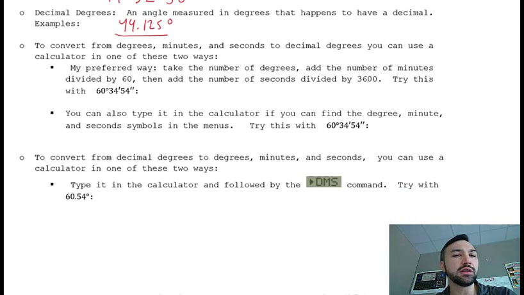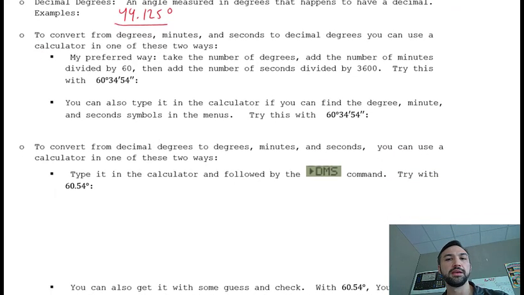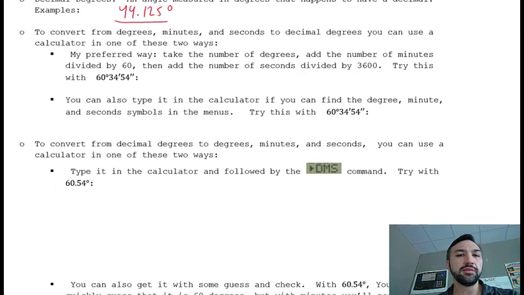Okay, so you do need to convert back and forth between these when you're given problems that are ship navigation and airplane navigation, etc. If you're going to work with them, you probably need to change them to decimal degrees, because this is what we're used to looking at. Alright, so to convert from degrees, minutes, and seconds to decimal degrees, you could use a calculator in 2 different ways. And the first way is what I prefer.